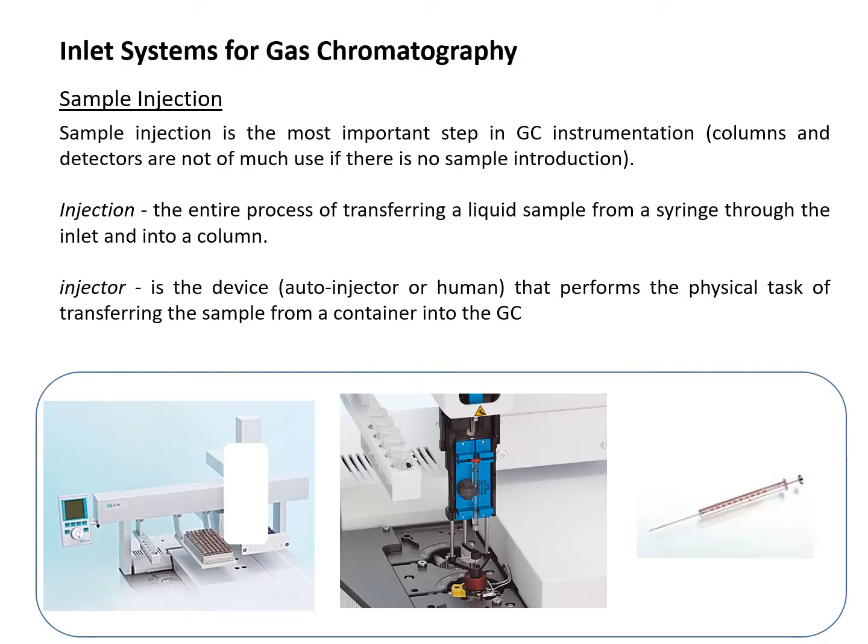Sample injection is the most important step in GC instrumentation. Columns and detectors are not much use if there is no sample introduction. Injection is the entire process of transferring a liquid sample from a syringe through the inlet and into a column. The injector is the device, which is an auto-injector or a human, that performs the physical task of transferring the sample from a container into the GC.